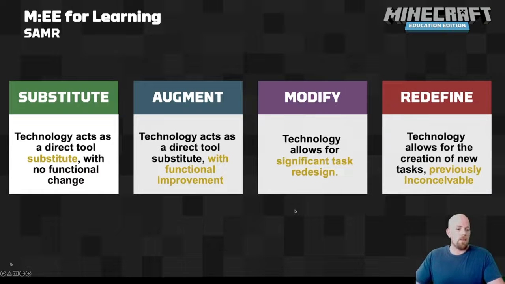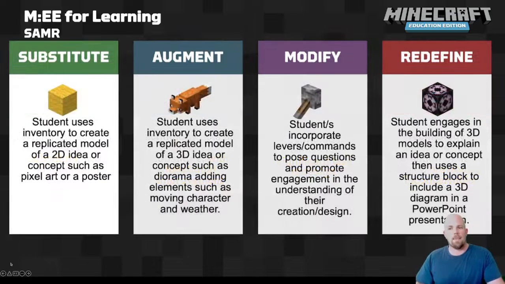But the idea with the SAMR model is to move towards what we call transformation of learning. The transformation of learning phase happens when we're in the modify and redefine stages. It's where the technology plays such a significant part that that type of learning would not be possible without it, and that's when the real impact happens. And Minecraft is a brilliant software to make that happen.